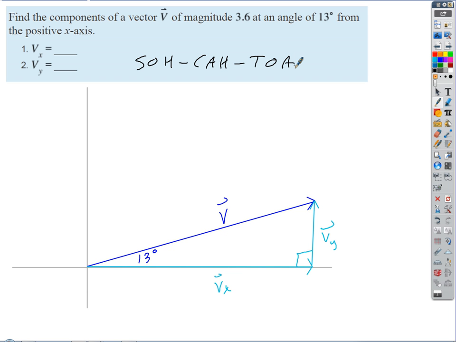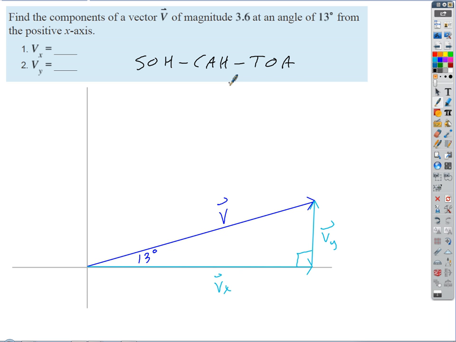Okay, let's see. Nathan, what's this mean? What's CA? What's the C stand for? Cosine. Good. Cosine, what's the ratio? Cosine of an angle, cosine of 13, or whatever you want to call it, equals ratio of what over what? Adjacent over hypotenuse. Very good. And TOA, what do we got for that? Michaela, what's TOA?